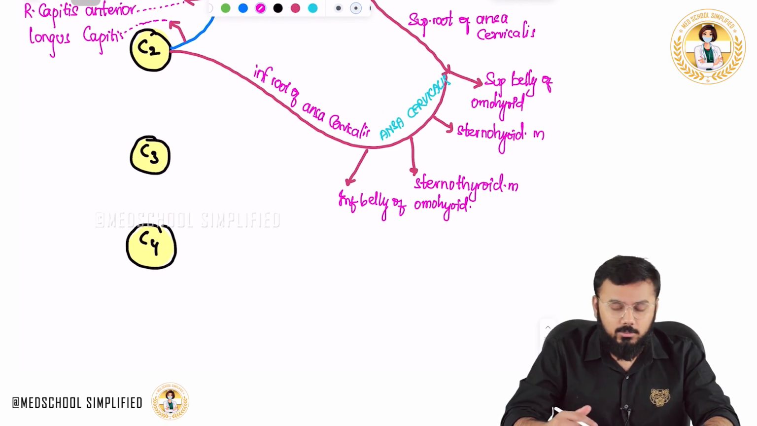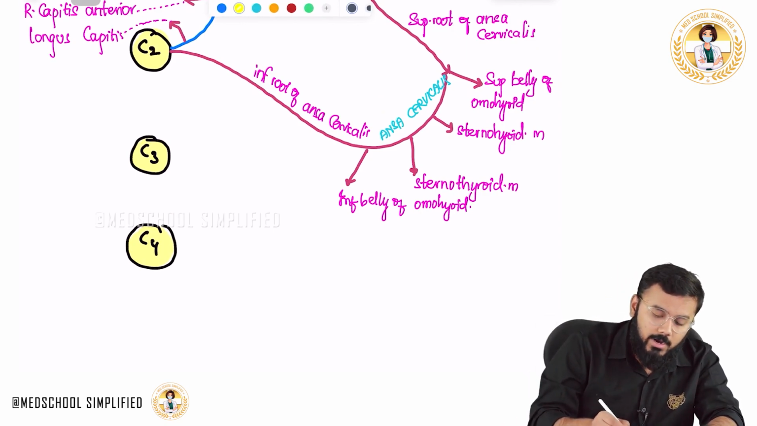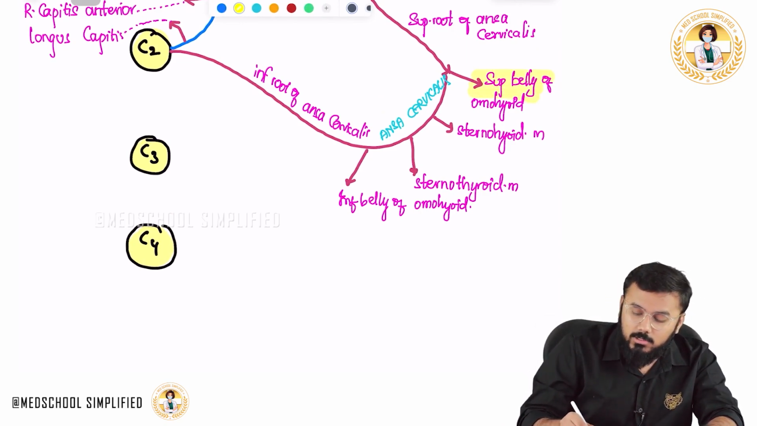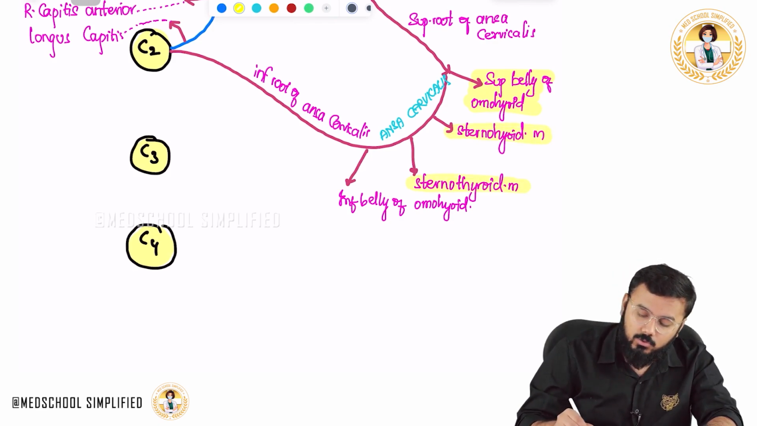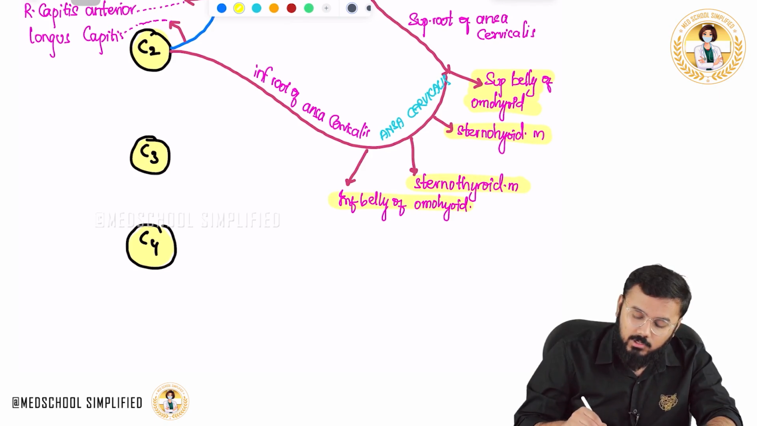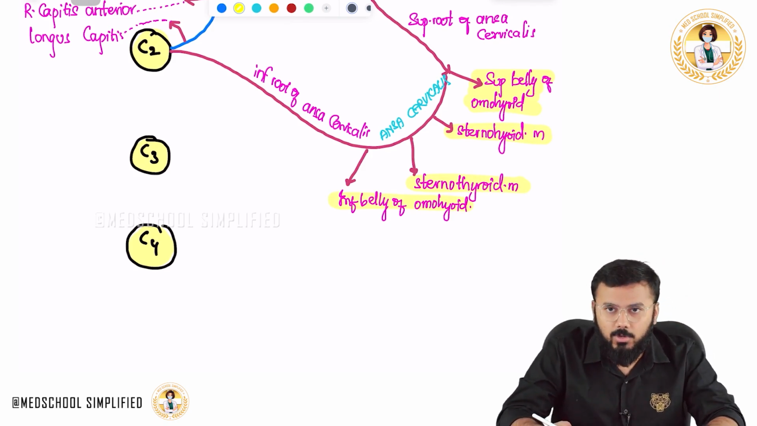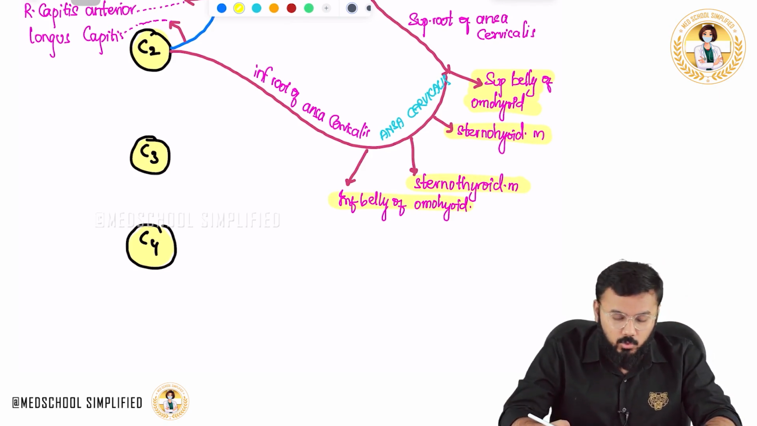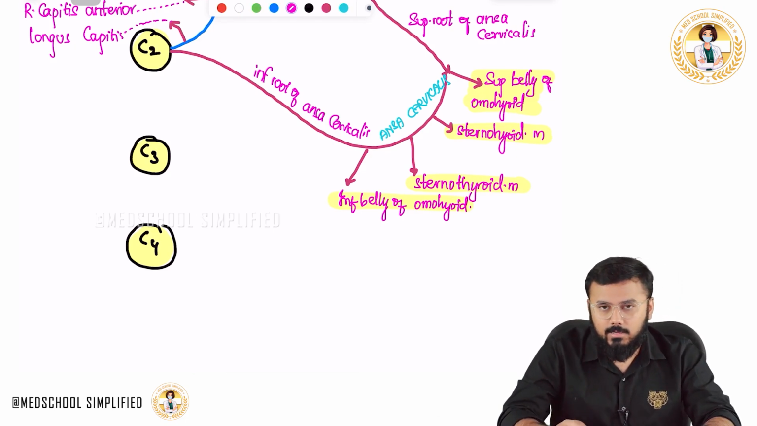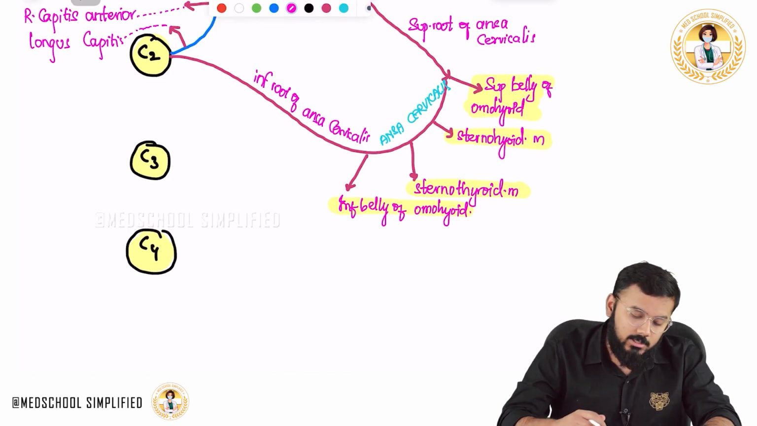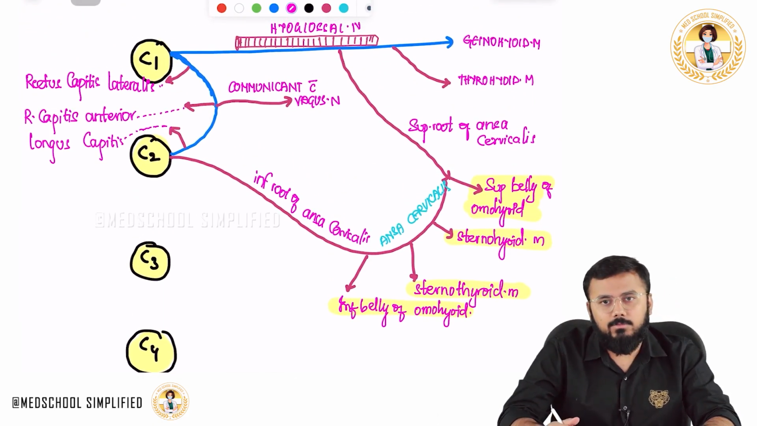So how many branches in total? We have a few important branches over here. One is called the superior belly of omohyoid. Next is called the sternohyoid. The third one is called the sternothyroid. And the last one is called the inferior belly of omohyoid. So all these branches together form a particular structure called the Ansa cervicalis.